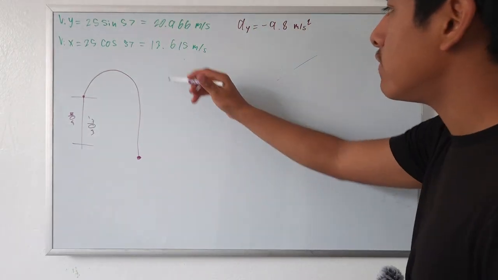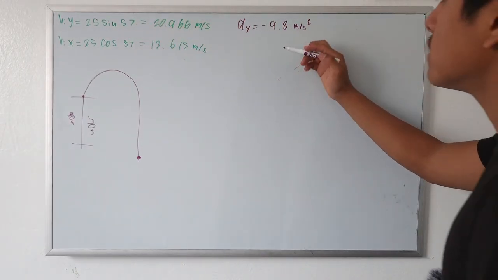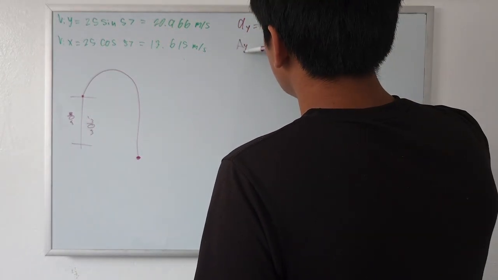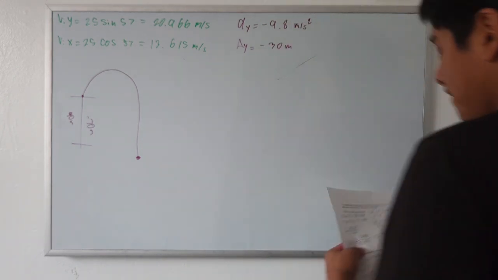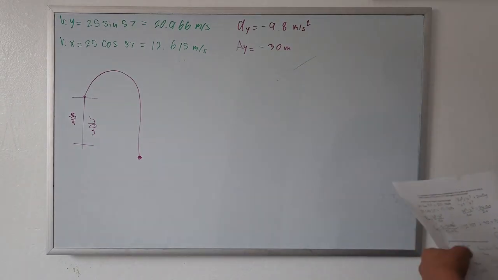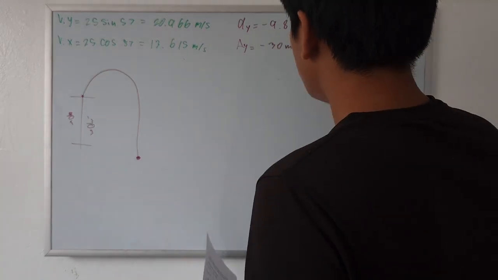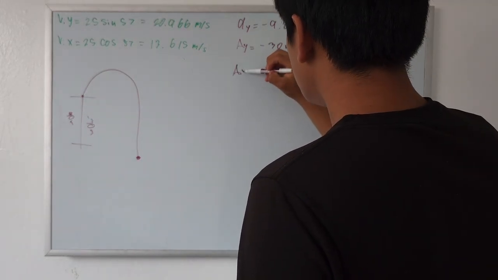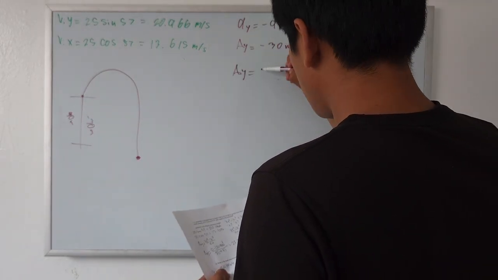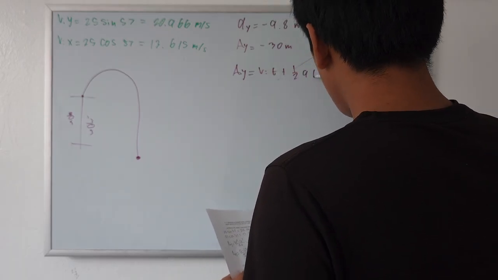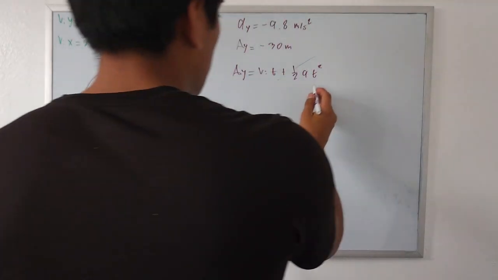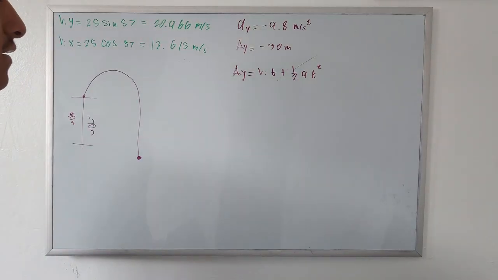So now we have three variables: the initial velocity, the acceleration, and the displacement in y, which is equal to negative 30 meters. Now we just plug that into this equation: delta y equals V_iy t plus 1/2 a t squared. Since we're looking for time, this is going to be a quadratic equation.